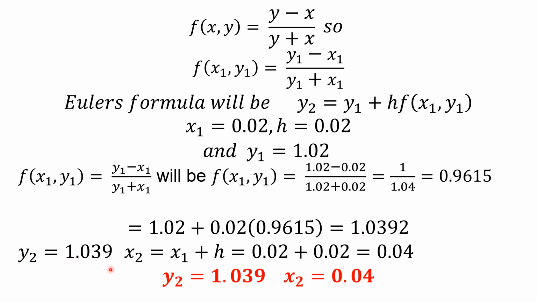From x1 we can calculate x2 also. What is x2? x2 equals x1 plus h. What is x1? x1 is given 0.02. h is also given. What are the values? The answer will be 0.04. So now y2 is known, x2 is known. We will try to calculate now y3, x3.